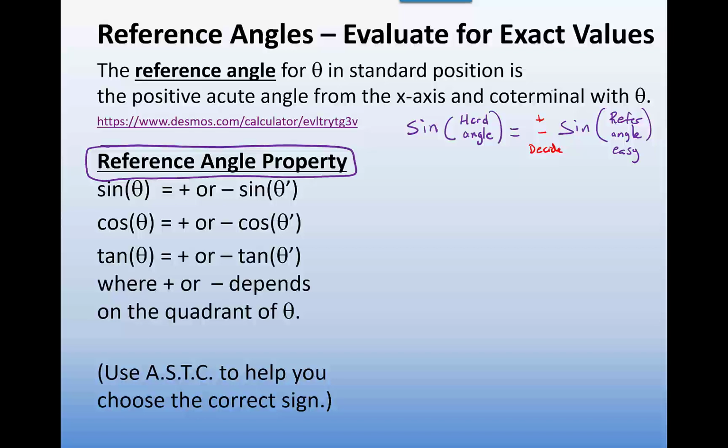Now, the way you decide on the positive and the negative is to use our acronym A Smart Trig class, because all of them are positive in quadrant 1. Sine is positive in quadrant 2. Tangent is positive if the angle is in quadrant 3. And cosine is positive if the angle is in quadrant 4. So that's how you can use that tool to help you choose between positives and negatives.